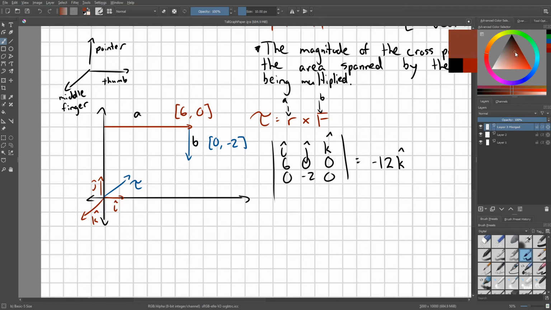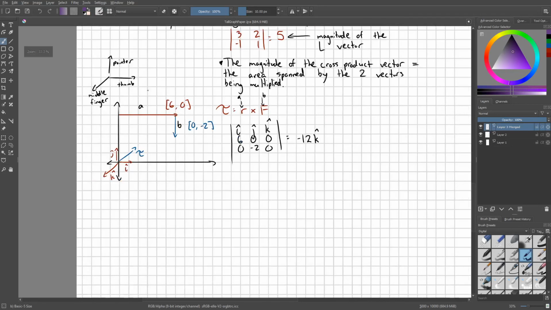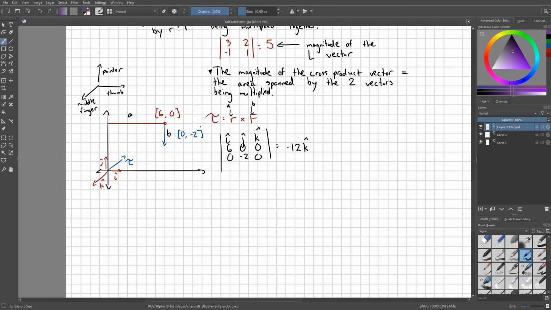Right, so for this problem, I'll use purple for the fingers. This is the direction that your thumb points. So we'll just call that T. This here is the direction that your pointer finger would point, so we'll call that P. And if you were to orient your fingers like that, you would end up seeing that your middle finger would point out this way, so that's M. And that's it. That's all the right hand rule is. It's just a simplification of this cross product.